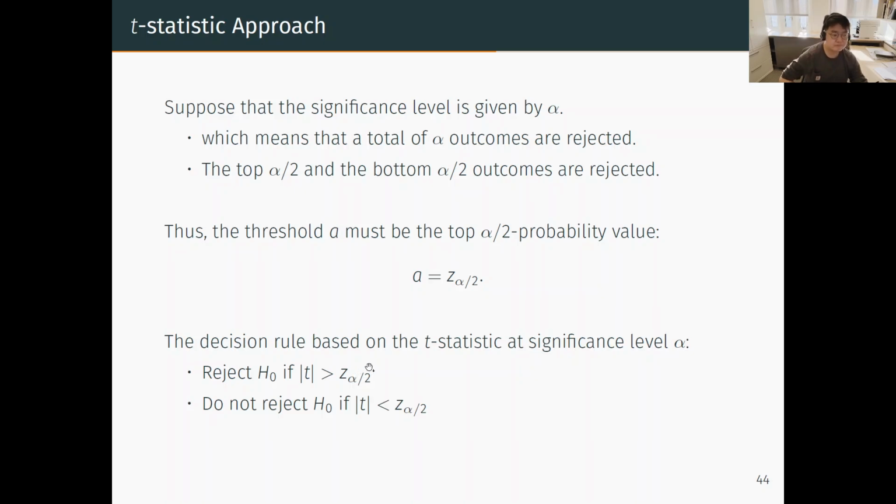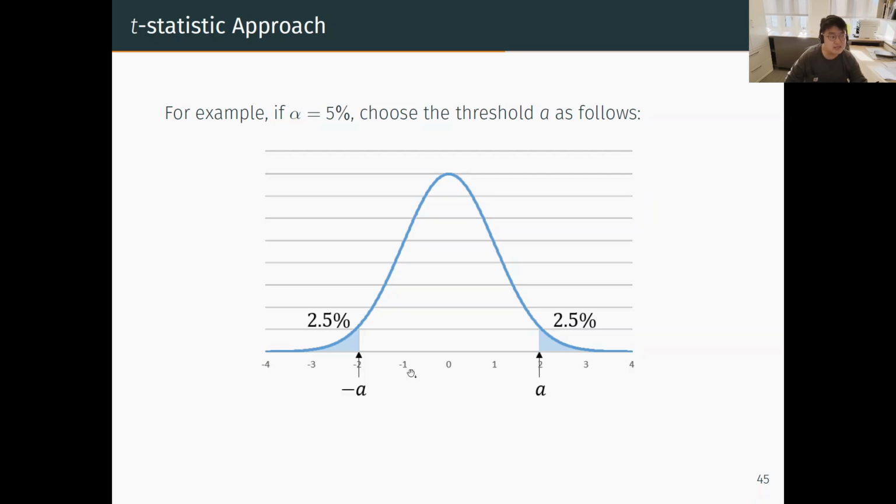Okay, so this is the basic idea. Earlier in the p-value approach, we set alpha at 5%, which means we are going to reject 5%. That means we reject 2.5% from below and 2.5% from the top. So you have to choose A carefully so that the tail probability on each side equals 2.5%. We did this kind of exercise earlier, and we denote this value as Z alpha over 2, Z 2.5%.